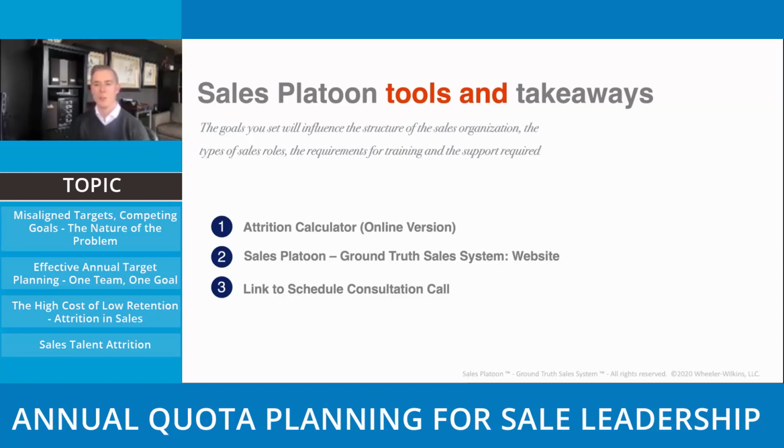The attrition calculator can be a very powerful tool, can be very useful. It's only one tool out of many that are in the arsenal and available.